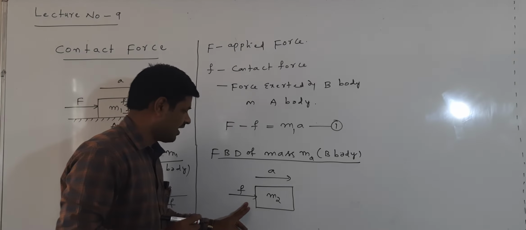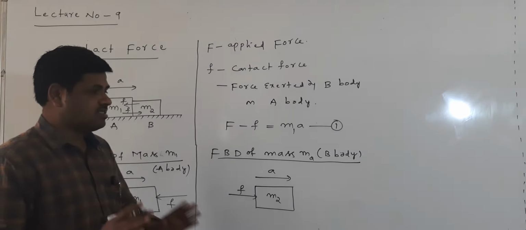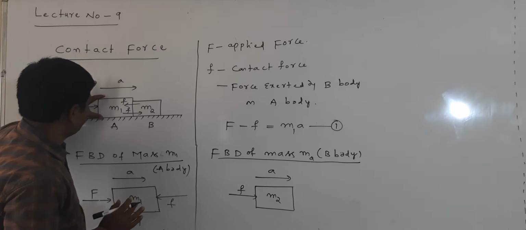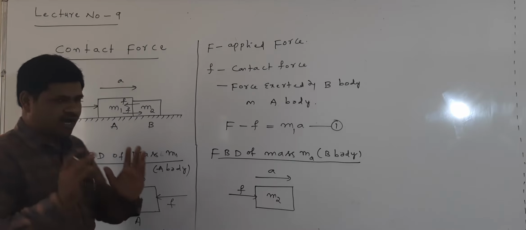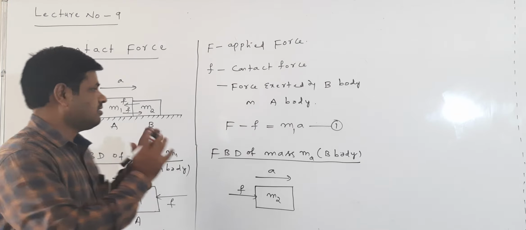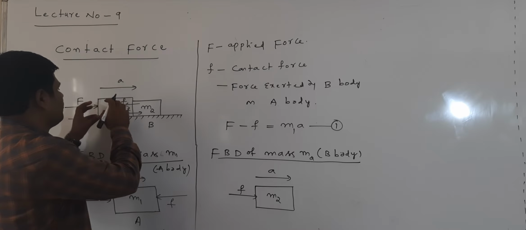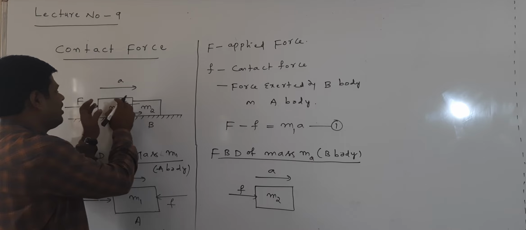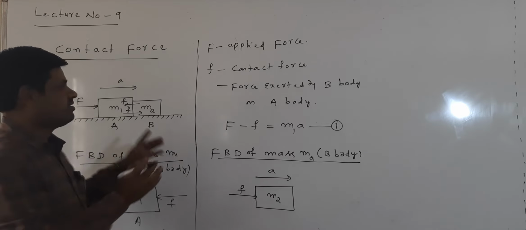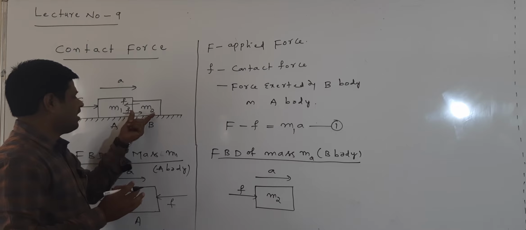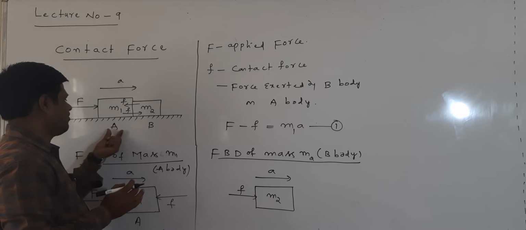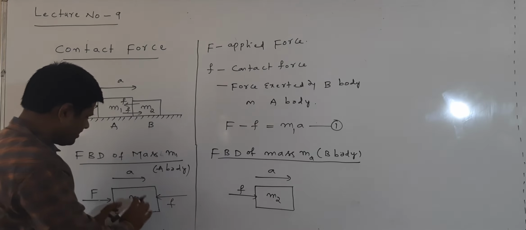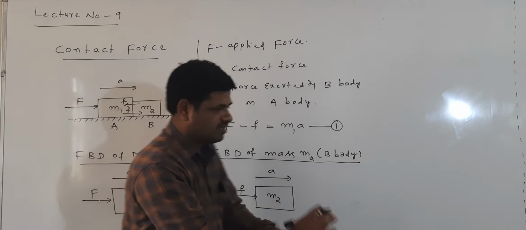The applied capital F force is not acting here. The applied force is acting on only which body? The M1 body. When drawing the free body diagram, what is the body there? That body I am taking from the system. This is a system of M1 and M2 masses, or a system of two bodies A and B. In this system, M1 is taken separately and M2 is also taken separately.